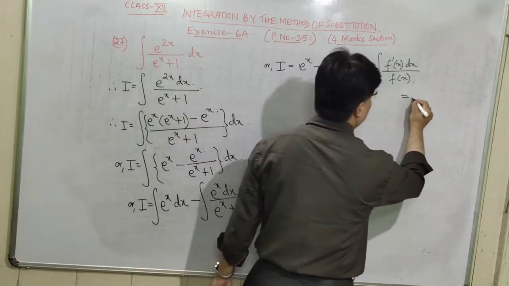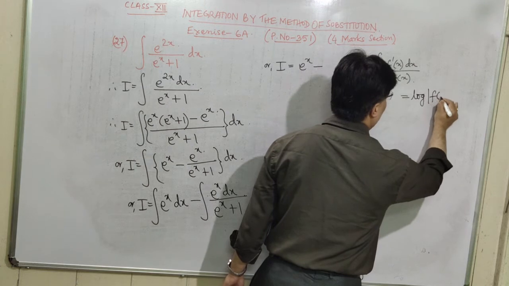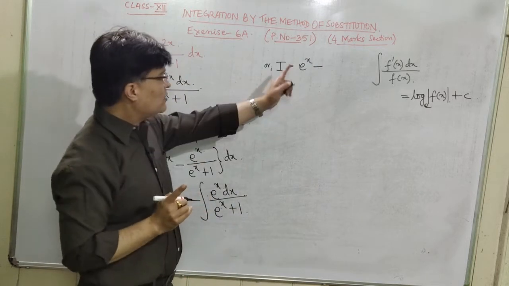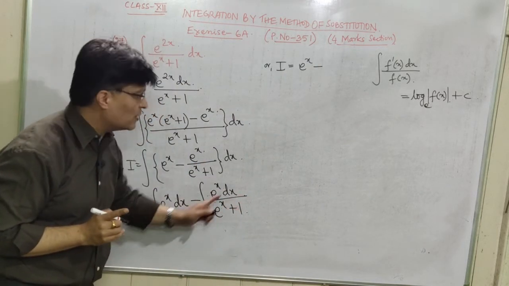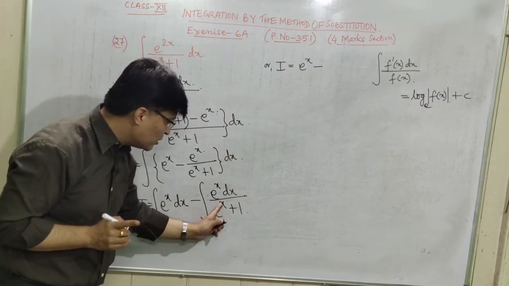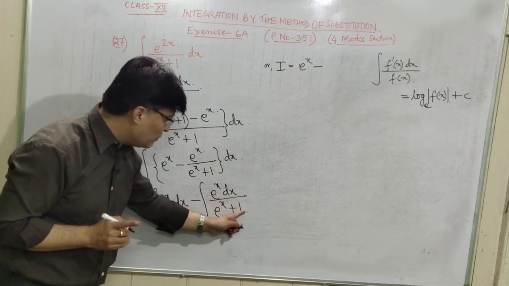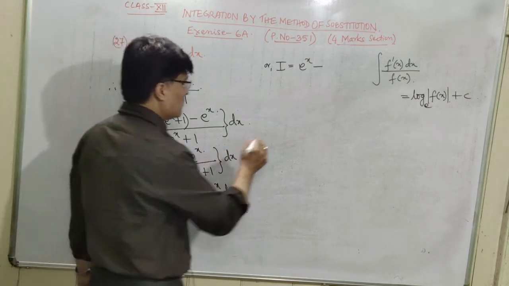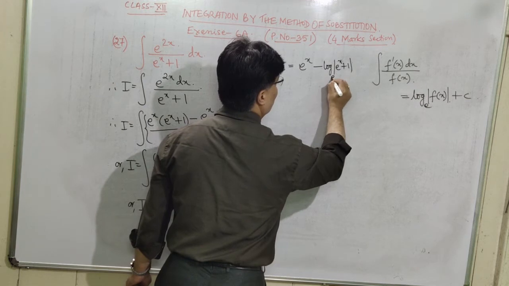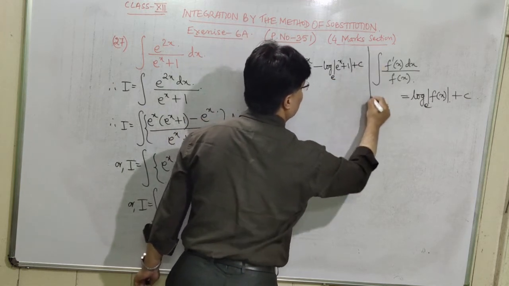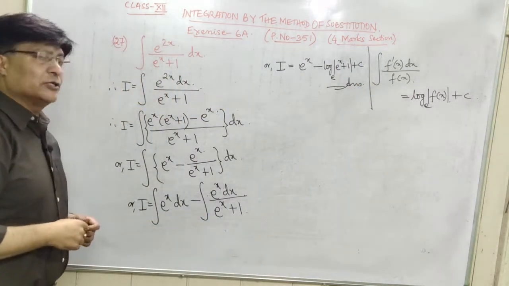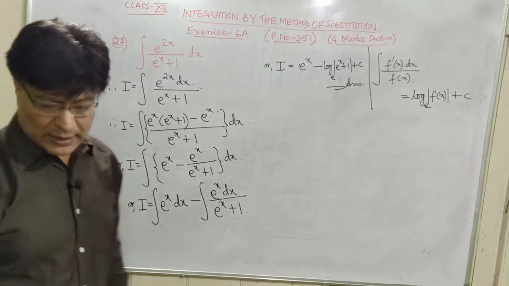So what is the formula for this case? It is log within mod f of x base e plus c. So if the differentiation of the denominator is the numerator, we can use this formula. That is log of f of x base e plus c. Here f of x is e to the power x plus 1. And its differentiation will be the numerator e to the power x, isn't it? So what is the formula here? It is log within mod e to the power x plus 1 base e, then plus c. So this is the final answer. So I think you have understood it. So you can copy it. Now we'll do the next question.